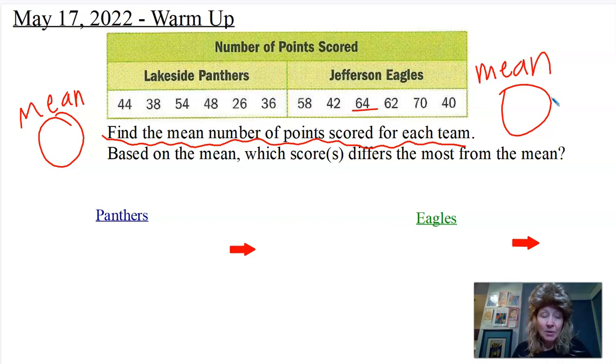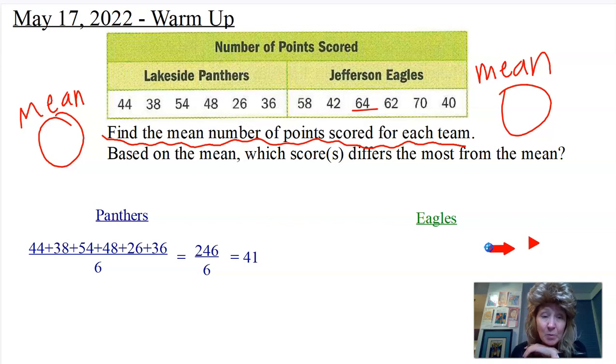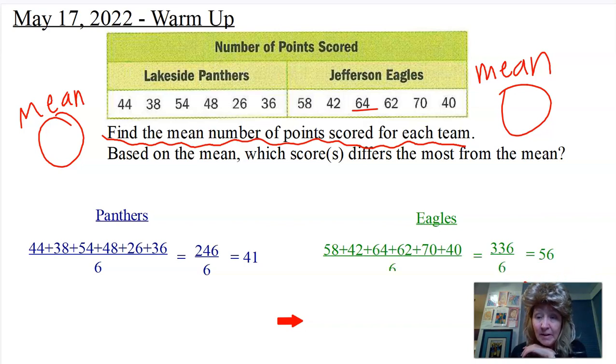Okay, so you should pause the video and try this warm-up. I'm just going to show you that, remember how you find the mean. You add up all the numbers. You divide by how many numbers there are. You get 41. So 41 points is the mean for the Panthers. And then for the Eagles, again, you add up all the numbers and divide by how many.